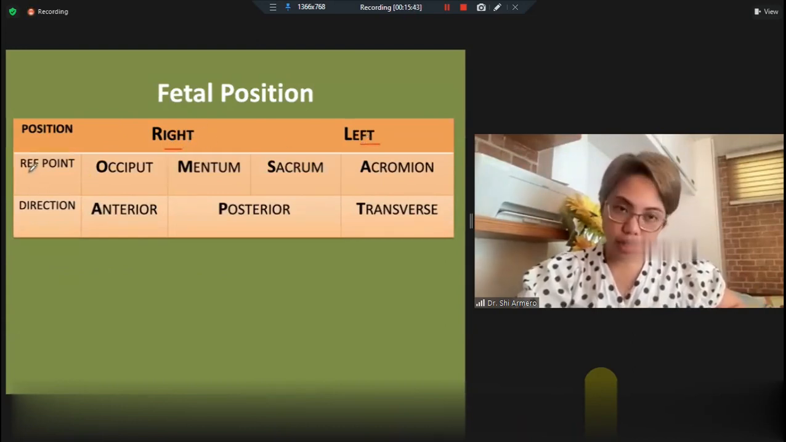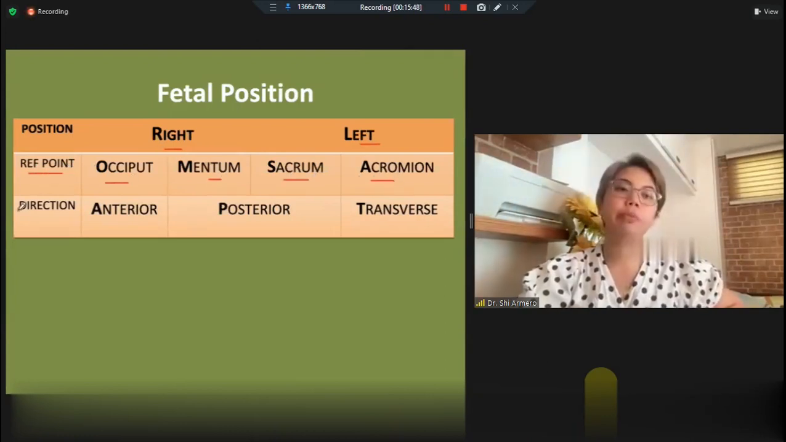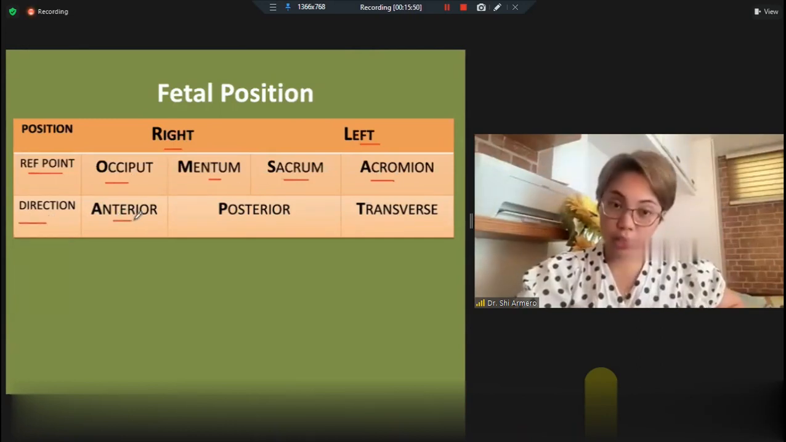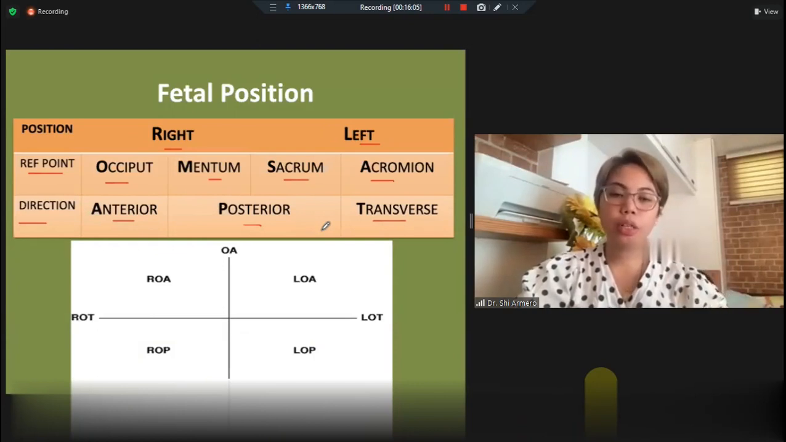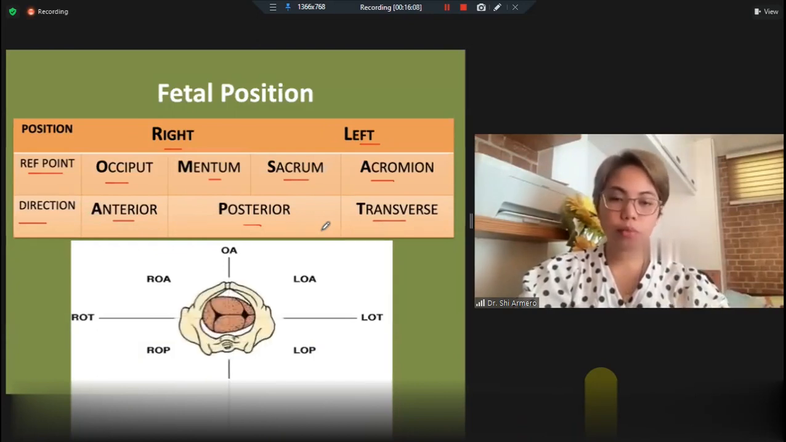Fetal position in relation to the maternal right or left. Then there is a reference point, either occiput, mentum, sacrum, or acromion, either directed anteriorly, posteriorly, or direct transverse. So this is how it looks. So there are 3 letters, either ROA, RMP, RMA. You will be combining all these, okay? So for this picture, what is the shape of the posterior fontanelle? Is it diamond or is it triangular shape?